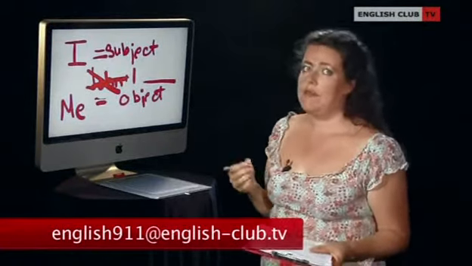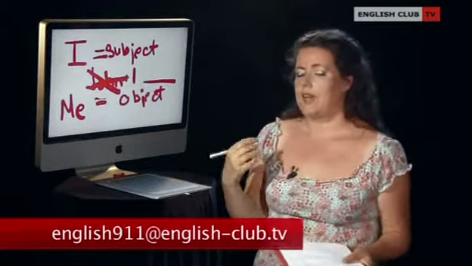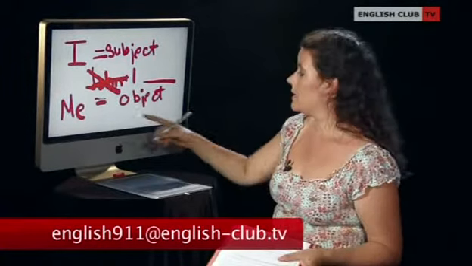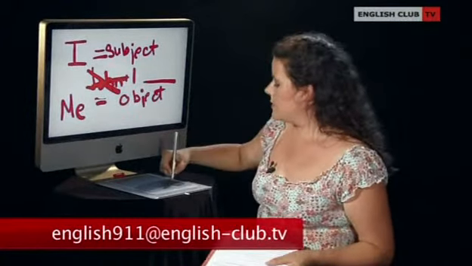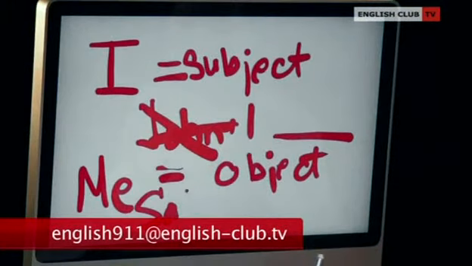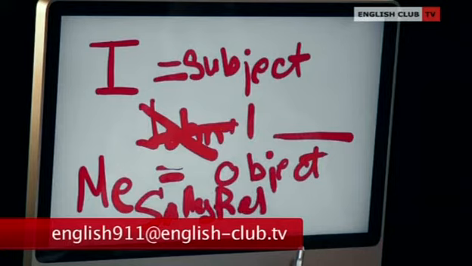You can't say, me is going somewhere, right? Because me is an object. It's the same with me. You can say, Sally helped Rebecca and me.